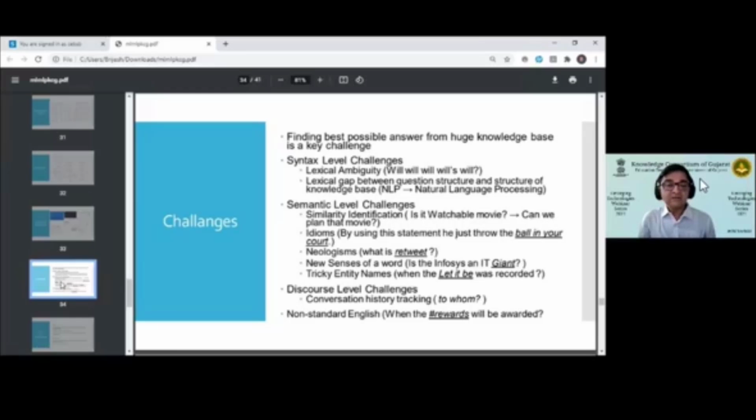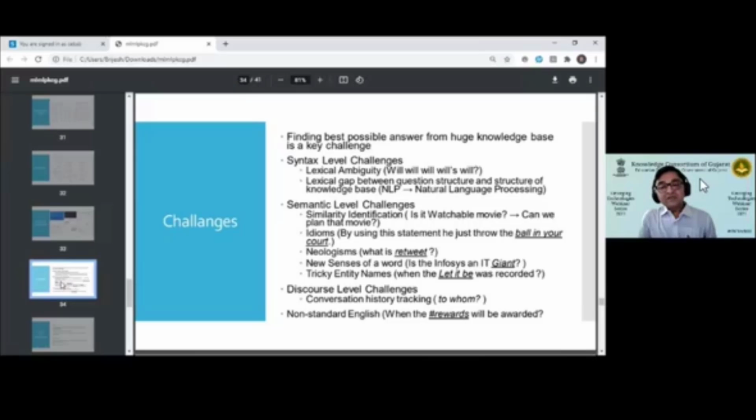And this challenge can be broken down into different levels. There are syntax level challenges, semantic level challenges, and discourse level challenges. For example, at syntax level, as we had seen during the description of NLP processing also, lexical ambiguity is a challenge. For example, "will" is a proper sentence, but if you want to assign part of speech or meaning to all these "will"s, it is a very difficult task.